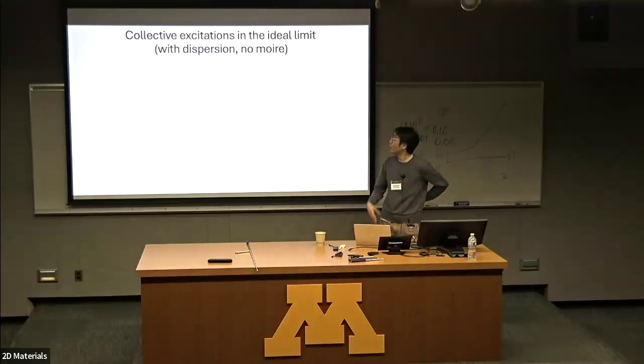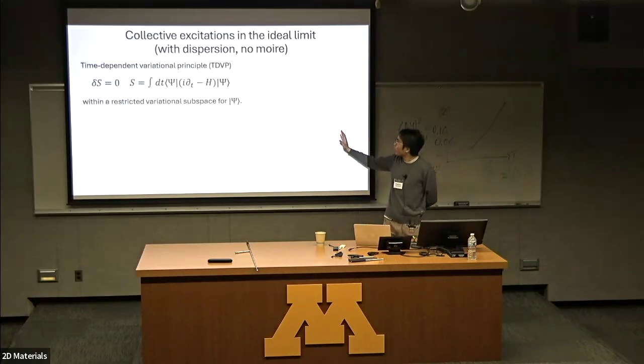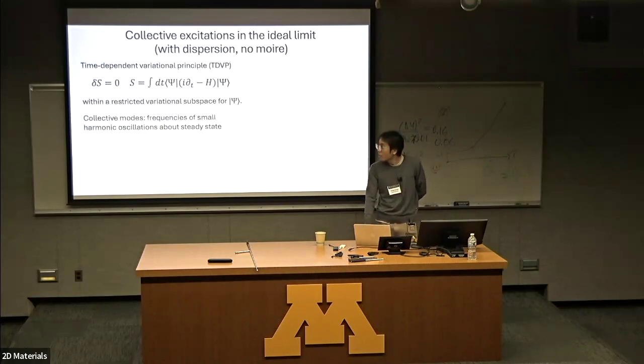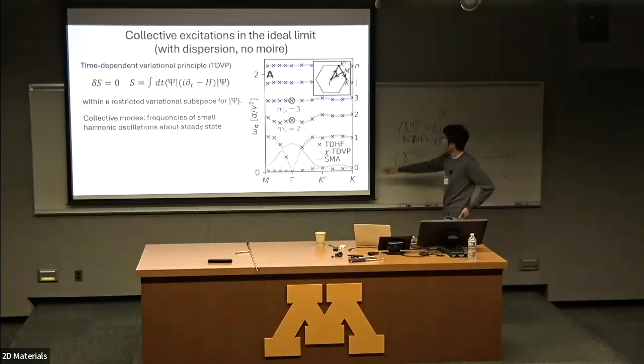So let's look at the collective excitations in the ideal limit. We can address this using the time-dependent variational principle, which is basically the variational principle applied to the action with respect to a time-dependent wave function. We're looking at frequencies of small harmonic oscillations about some steady state where delta S is 0. And this plot has a lot in it, so let me explain each curve individually.